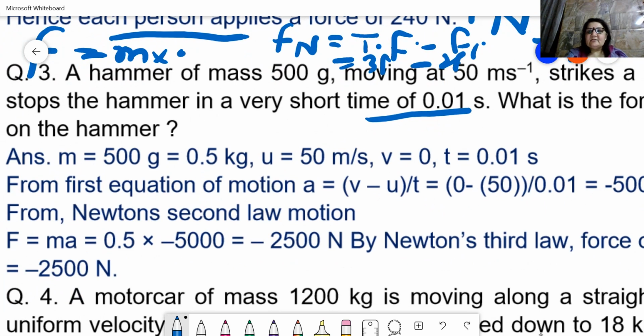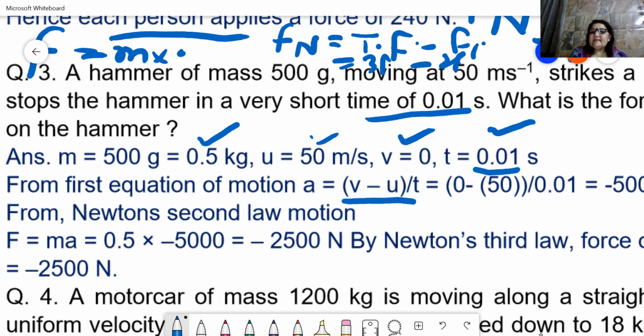So in this question, the hammer is exerting a very small force for a very short time. You can see that the time given is 0.01 second only. Let us see what values are given: M, U, V and T. And what do we require here? For the force, we require A. So the first step will be to find A.